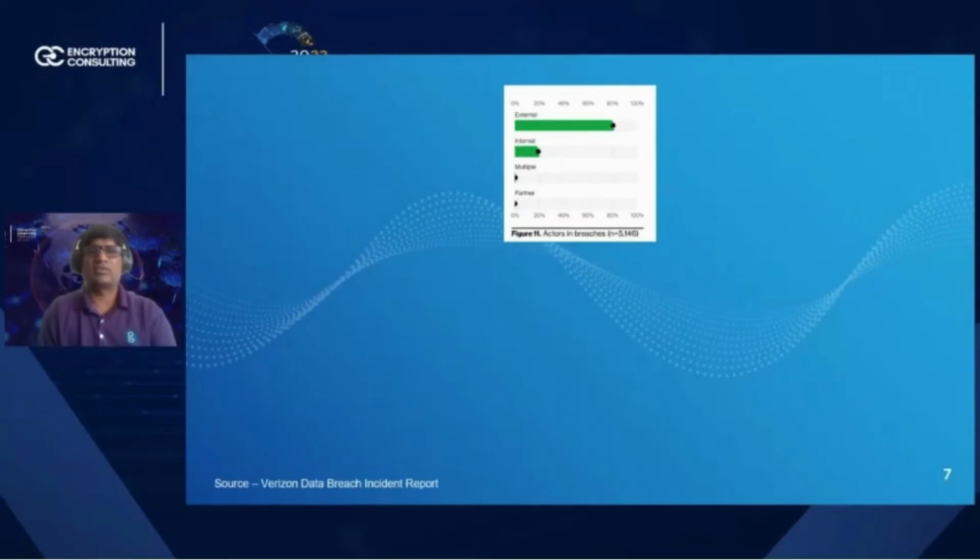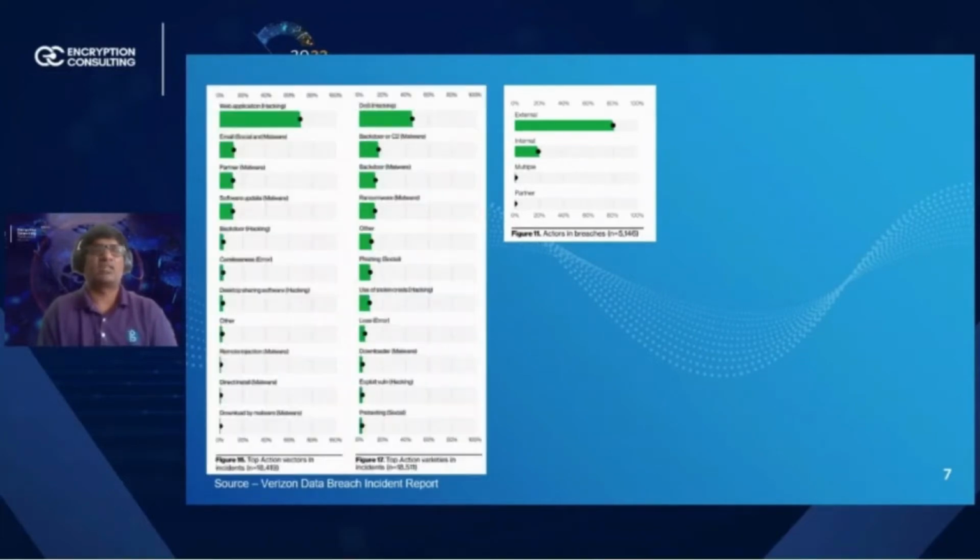And if you look at the Verizon breach report, 80% of the actors are external, around 20% are internal, and the remaining portion are multiple different actors in terms of a data breach. And if you look at the highest number of breaches happening, you see either web application hackings, or the availability of the data being impacted due to DoS attacks, etc. And then email and backdoors play a major role in terms of data exfiltration, and the supply chain attacks that are happening also cause one of the top action vectors for these data breach incidents.